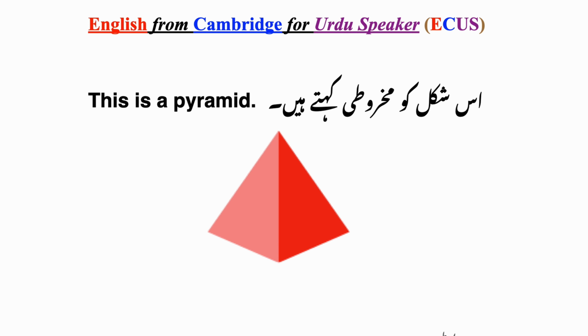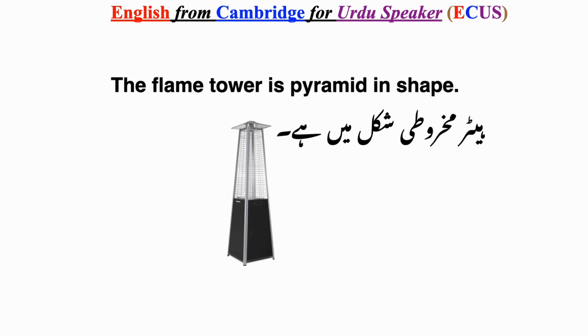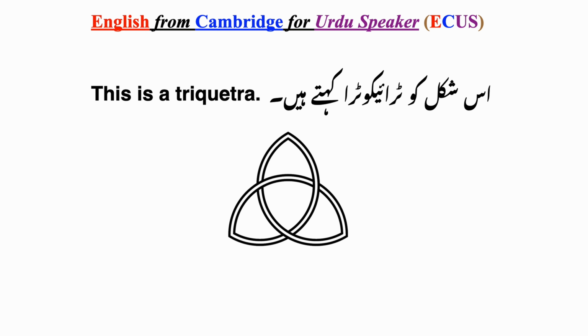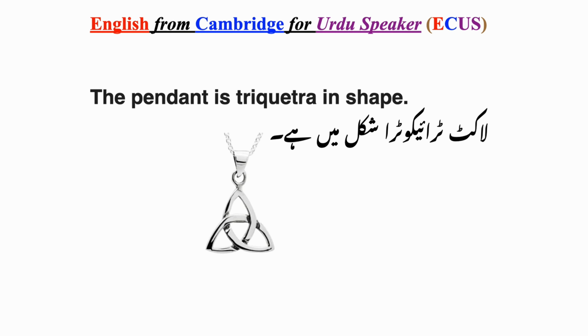This is a pyramid. The flame tower is pyramid in shape. This is a triquetra. The pendant is triquetra in shape.